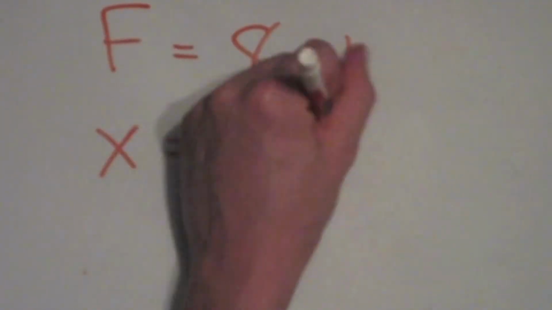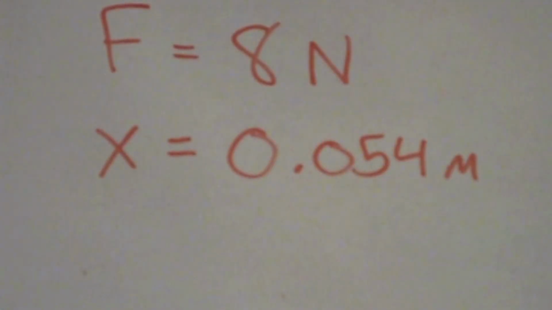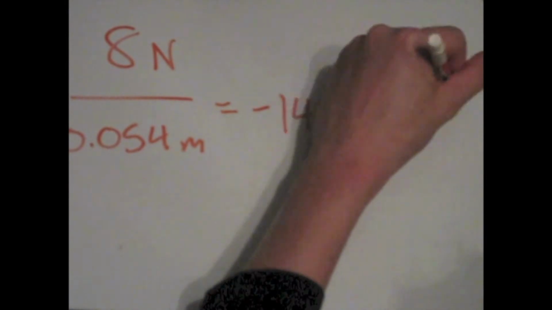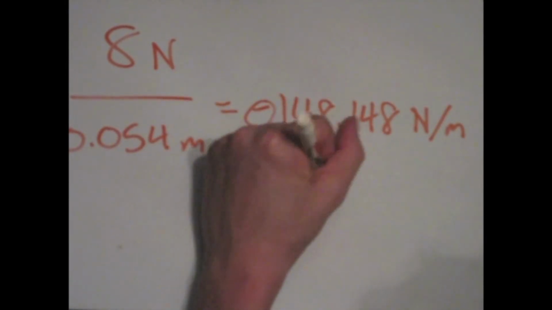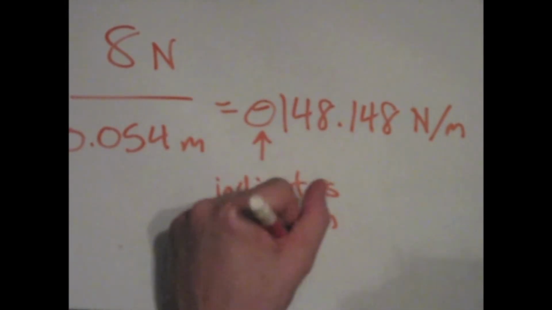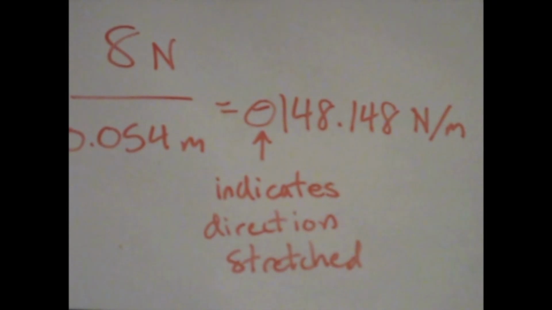We measured a force of 8 newtons. The application of this force caused the spring to stretch 0.054 meters. Solving this equation for negative K gives us the spring constant, 148.148 newton meters, since the spring constant is neither positive nor negative.